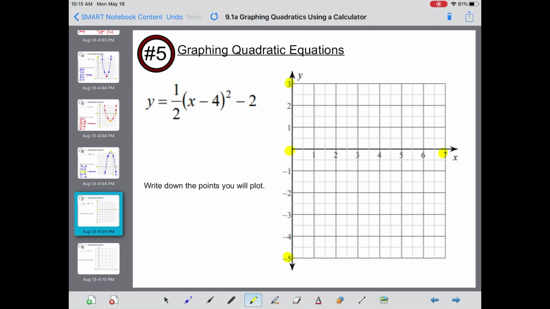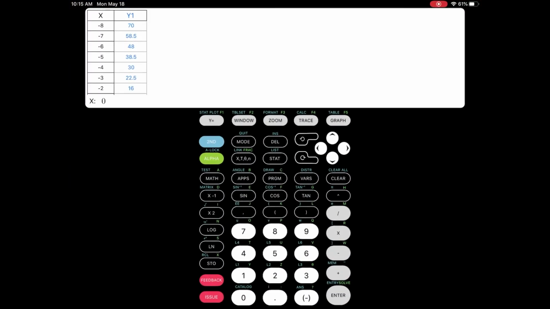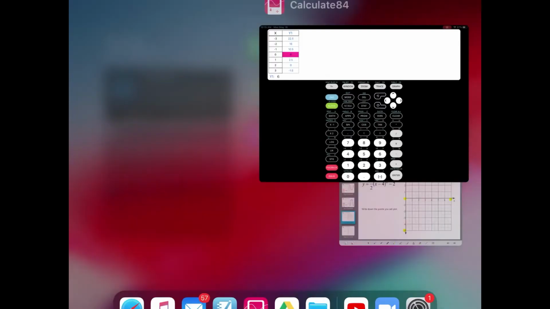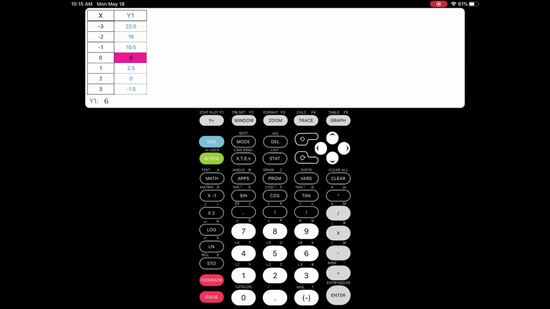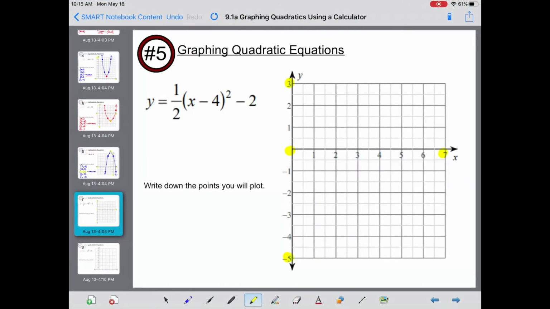So we are dealing with x values from 0 to 7. And y has to be less than or equal to 3 and greater than or equal to -5. So 0 to 7. Well, 0, 6. Is that going to fit on our graph? No. 1, 2.5. 2, 0.